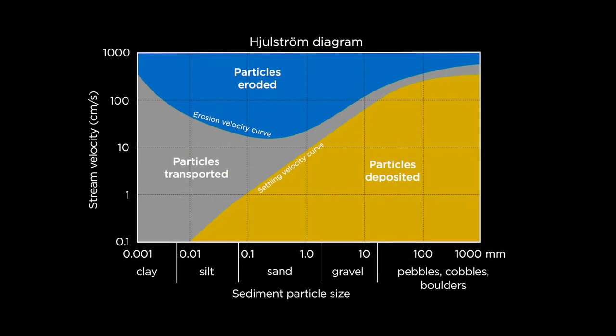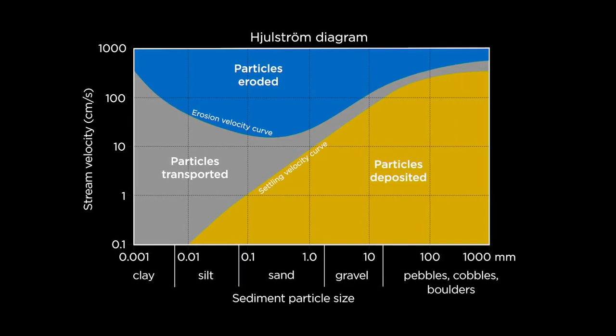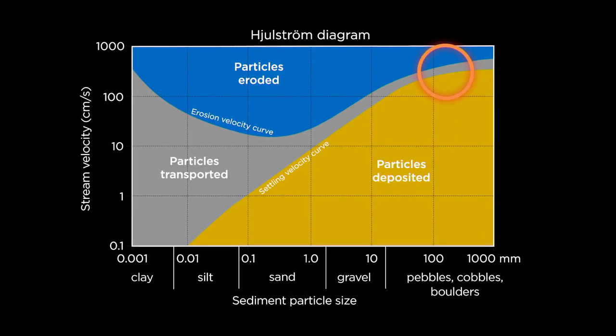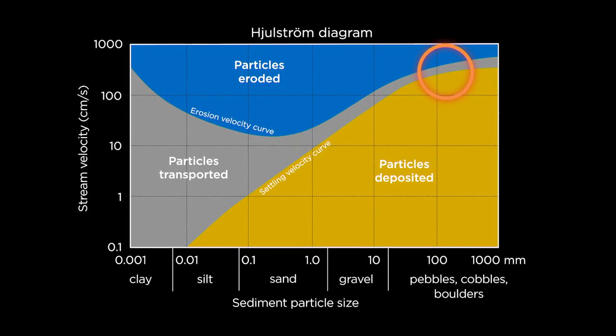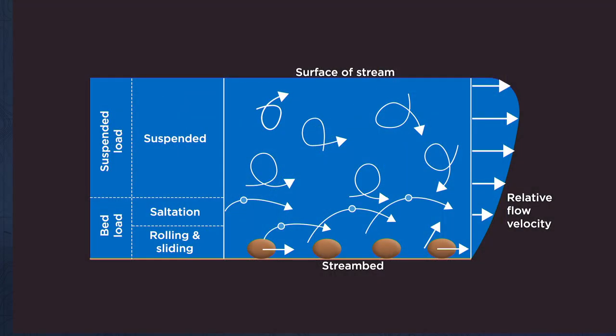Remember Holstrom's diagram? Look at the velocity required to transport cobbles and boulders. Flow velocities of 300 centimeters per second or so. That's about 6 or 7 miles per hour. But look at this diagram.